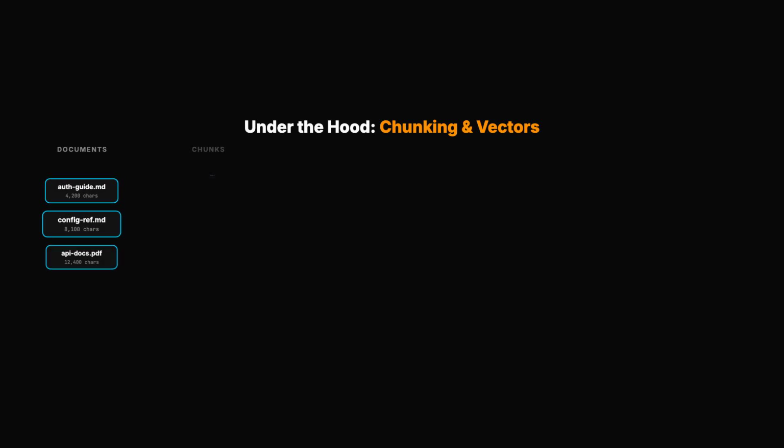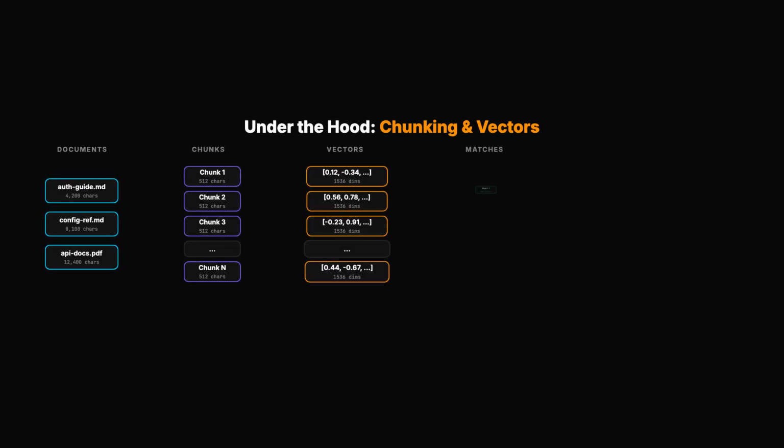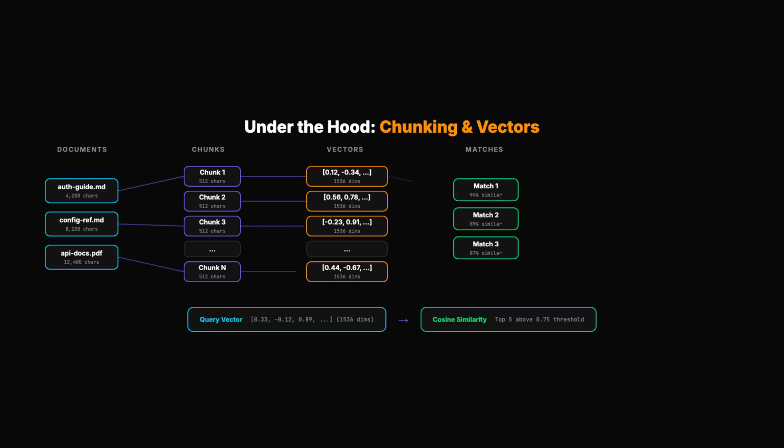Under the hood, here's what happens to your documents. Each file is read and split into overlapping chunks of 512 tokens each. Each chunk is sent to the embedding model and converted into a high-dimensional vector. These vectors are stored in sqlite-vec for fast similarity search. When a query comes in, it's embedded the same way, and the nearest vectors are retrieved. The overlap between chunks ensures no information falls through the cracks.